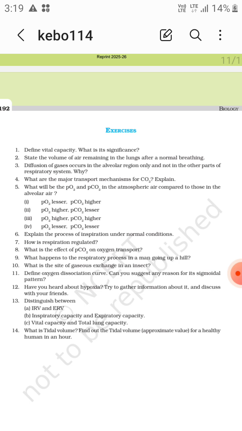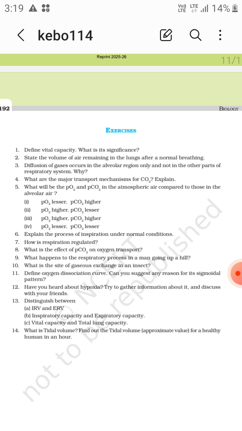Okay, how is respiration regulated? By the medulla. There is the chemosensitive area, and there is the pneumotaxic center in the pons region. So how is respiration regulated? With the help of H+ ion, partial pressure of O2, partial pressure of CO2 and temperature. So these regulate the respiration.